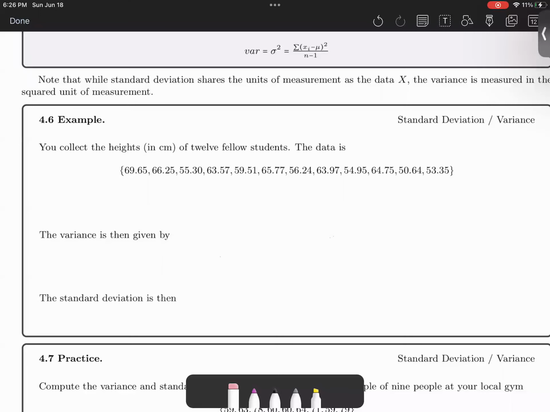Let's find the variance and the standard deviation of the heights of 12 of our fellow students. So remember, the variance and standard deviation, their calculation is almost identical. They just vary at the end whether or not I take a square root. Right? The variance and standard deviation give you the same thing, plus or minus a square root. So let's remind ourselves of what the variance equation is.